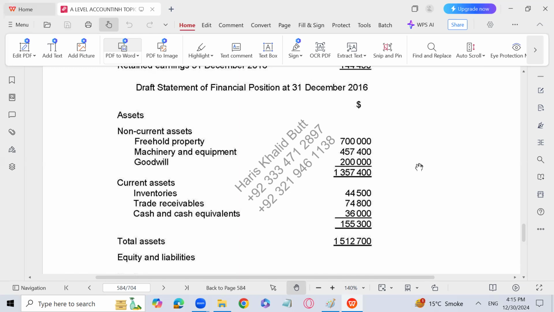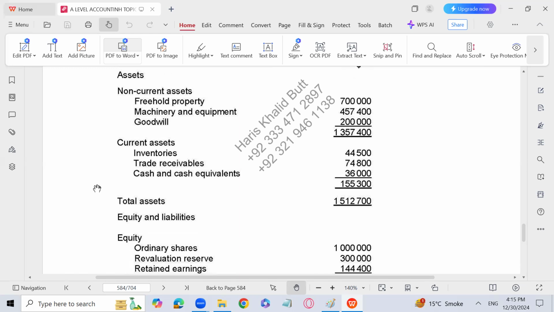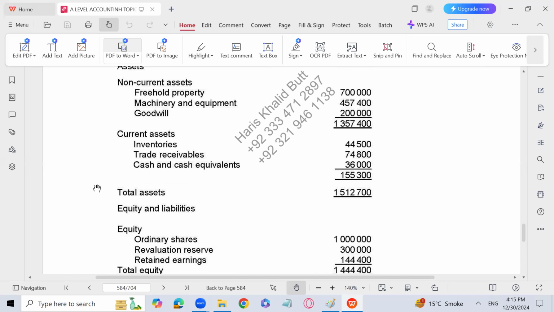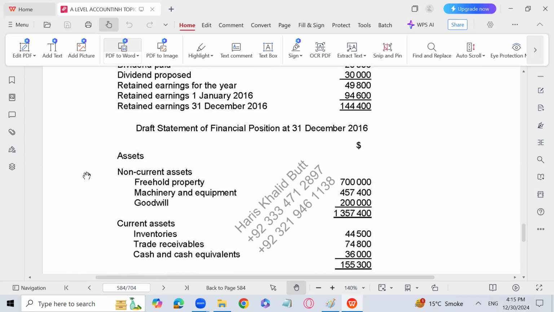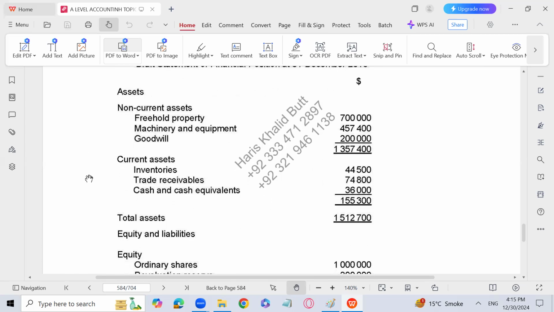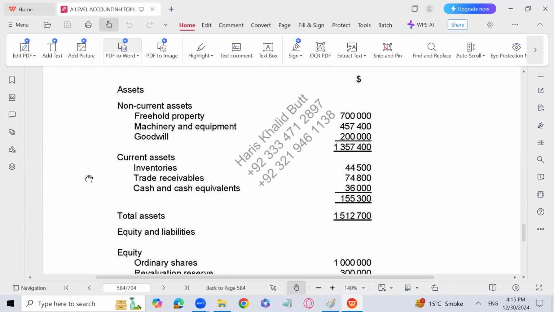Non-current assets are given: freehold property, machinery and equipment, goodwill. Now it is written goodwill over here. Just imagine that in the draft statement of financial position, we used to record goodwill. Yes, we used to record goodwill, but that is purchased goodwill. Just remember the business purchase topic. We have gone through the calculation of goodwill.